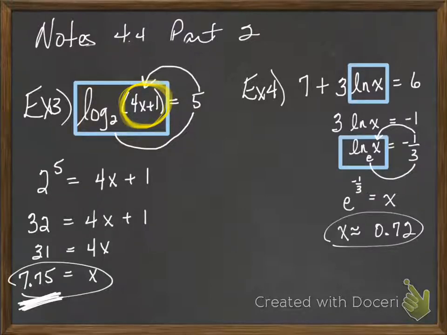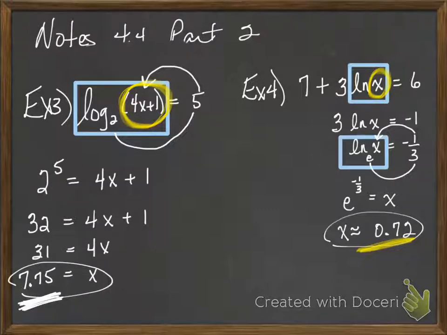So what you'll have to do is take your answer every single time and just mentally check it. So in example 4, there's the value that follows your log. That value right there must be greater than 0. So what did we get for x? 0.72. If you put it back into that x spot, that value has to be greater than 0. Is 0.72 greater than 0? Yes. If it's not, then you have to reject the answer.